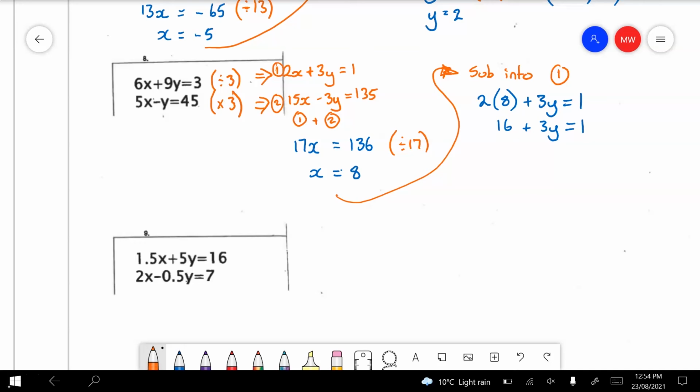So 2 8's are 16. Switch to the balance method. I will subtract 16 from both sides. I'll be left with 3y equals minus 15. Divide by 3 both sides, and y will be negative 5. So my final answer is, when x is 8, y is minus 5.